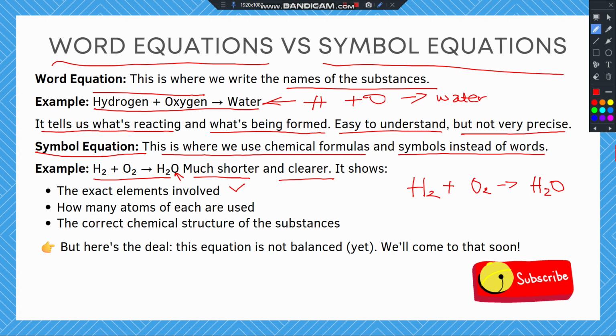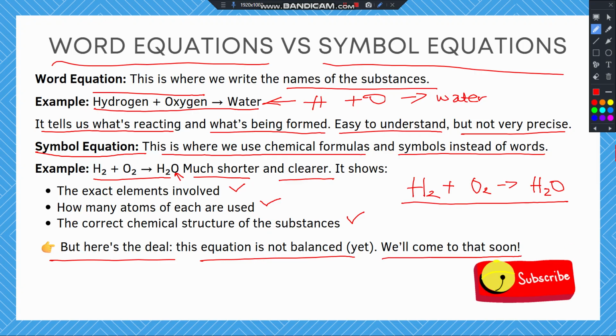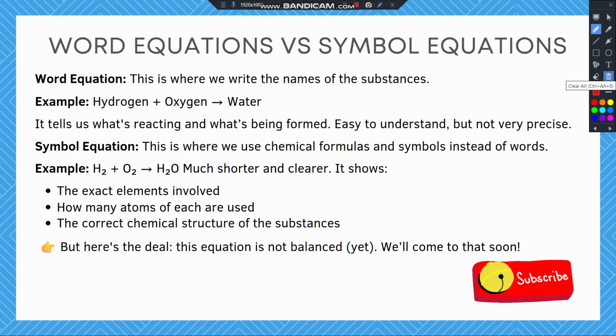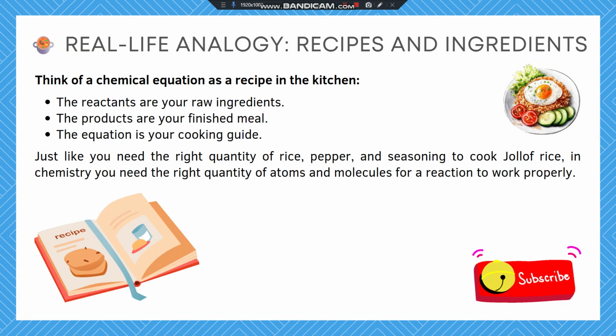Now this one is much shorter and clearer because number one, it shows us the exact elements that are involved. It shows us the number of atoms of each element that participate in this reaction, and then it shows us the chemical structure of these substances, which is why we use symbols and formulas to write chemical equations in chemistry. But here's the deal. This equation is not yet balanced, okay? So when we get to the concept of balancing chemical equations properly, I will show you what to do. But just know it for a fact that we use symbols and formulas whenever we're writing chemical equations in chemistry.